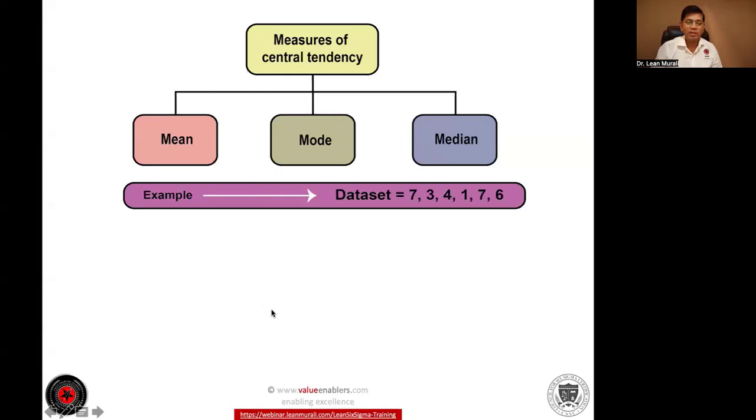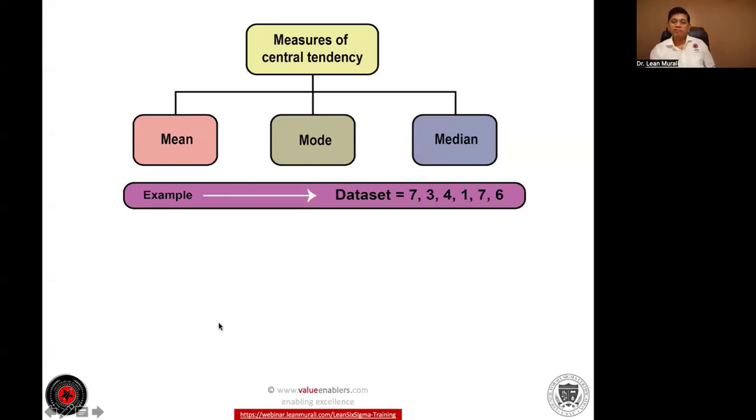Mode is clear. Now, if you arrange the data in ascending or descending order, which is the middle value? The data set is actually 6 values, so the middle value is the central 2 values. Which are the center 2 values?